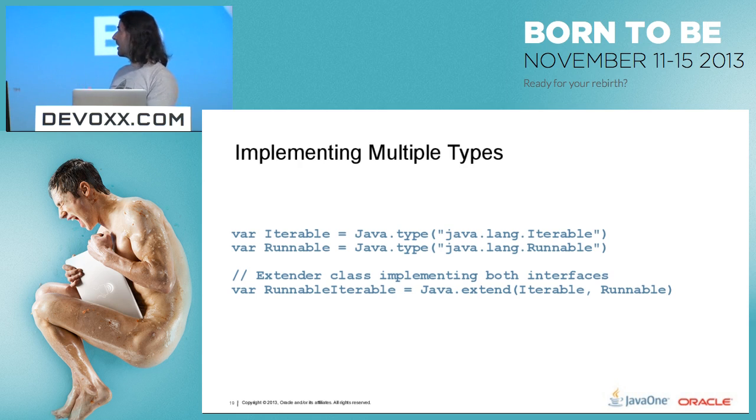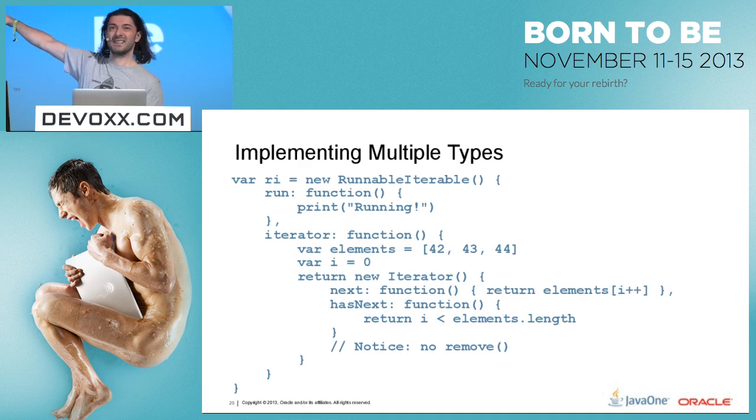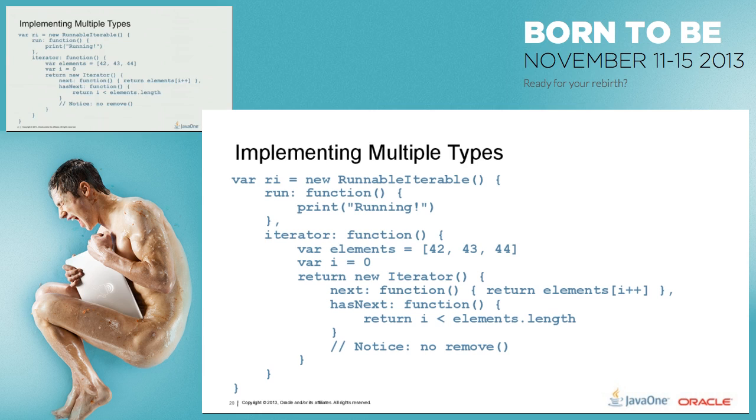So capital J Java.extend, if you pass it a list of types, of which at most one can be a class, and all the others have to be interfaces, it will create you a proxy class that implements all the interfaces and maybe subclasses that one particular class. So the thing on the left-hand side is actually a proxy class that implements both the Iterable and Runnable interface. And then you can just instantiate it with new and pass it an object literal that defines your method. There you actually have an internal new iterator thing as well.